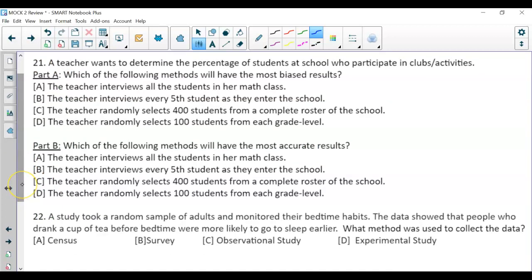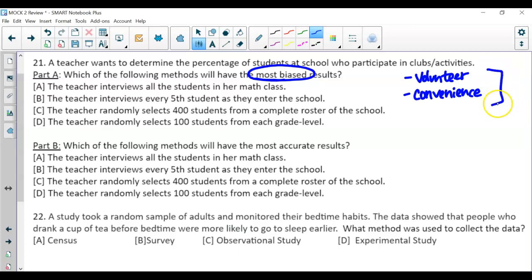So now 21. 2 parts to this. A teacher wants to determine the percentage of students who participate in clubs activities in school. So part A, which of the following methods would have the most bias? So this is the least accurate. So like if you recall, the most bias, there were 2 options. There was the volunteer, your self-select, and then there's the convenient, where it's just convenient for the person who is conducting the survey. Then everything else is fairly more accurate, but these are always going to be your most biased. So if you have either of these 2, then you have your answer.